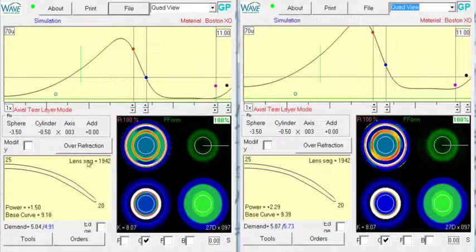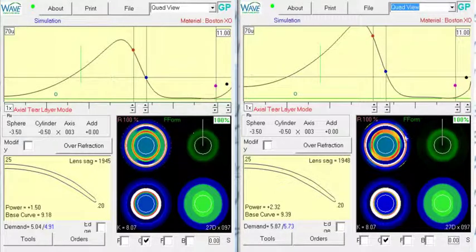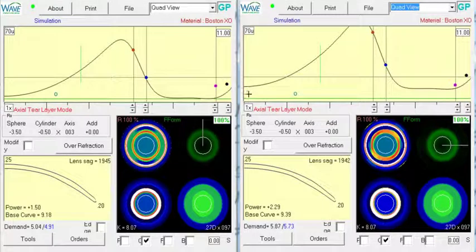1942 sag and 1948 sag. There's a little bit more clearance centrally, 11 versus 2, so that's a fair amount of change there, and it looks like we did steepen the vertical meridian a little bit.